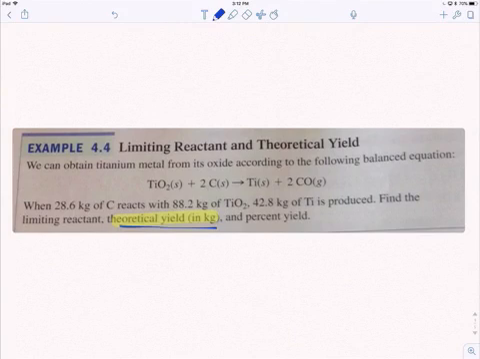So we obtain titanium metal from its oxide by this equation, and then 28.6 kilograms of carbon reacts with 88.2 kilograms of titanium dioxide to make 42.8 kilograms of titanium. So limiting reagent, theoretical yield, and percent yield. So this is how we get all our metals. Metals come from ore, O-R-E, ore.